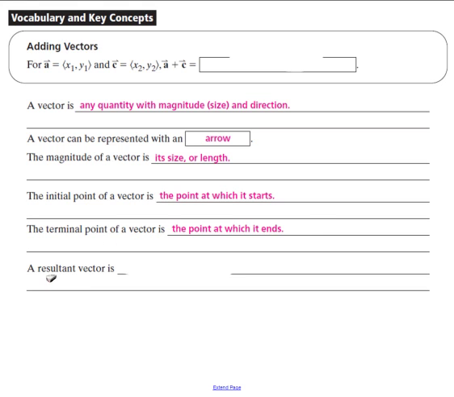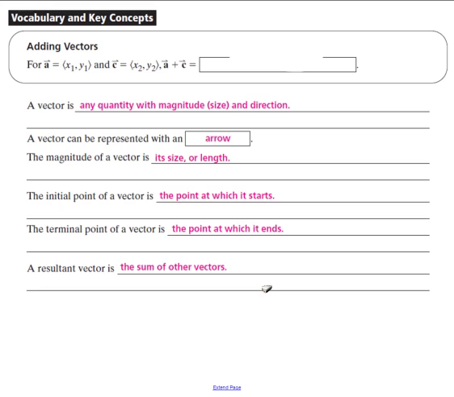Now, when we talk about a resultant vector, think about, I'm going to cover up part of that word. What do we have left? Result. So a resultant vector is the result of when we add two other vectors together. So when we take two vectors and we add them up, we get a result.